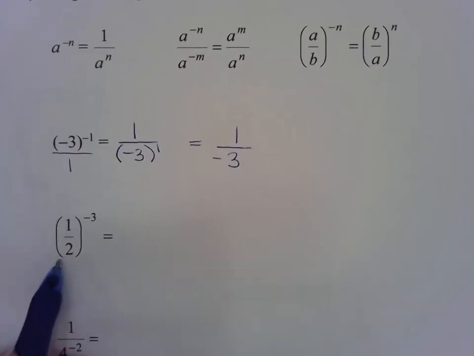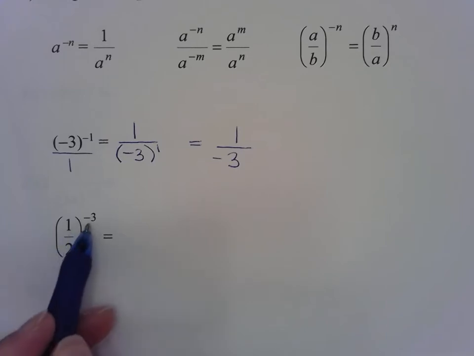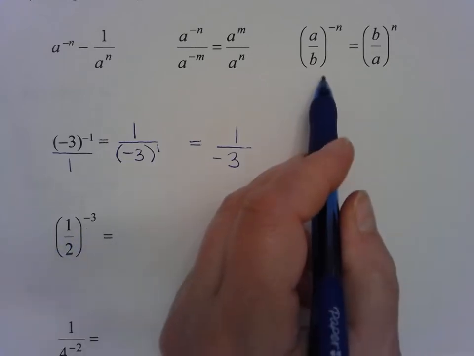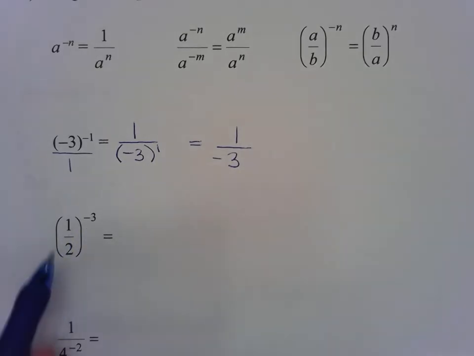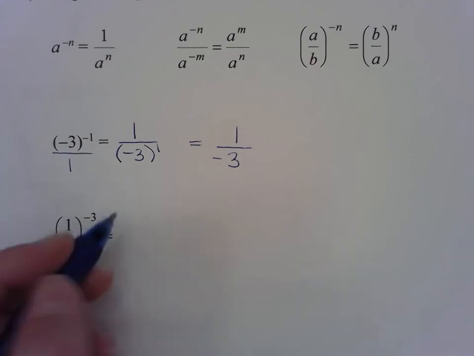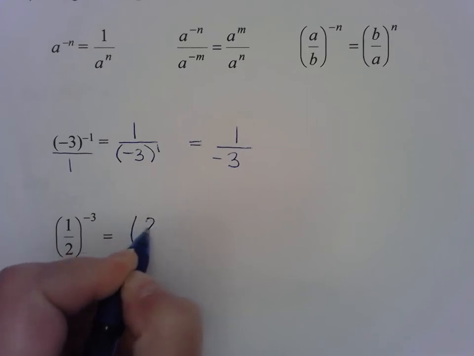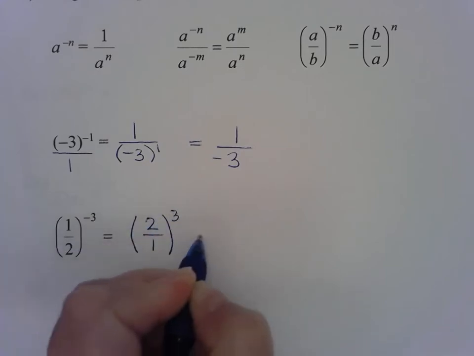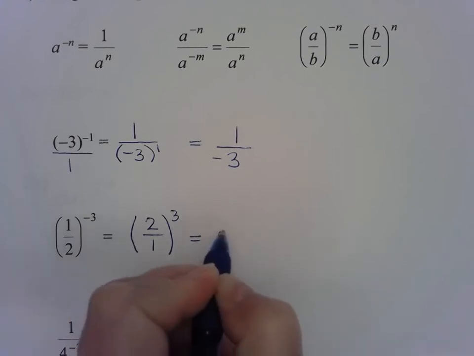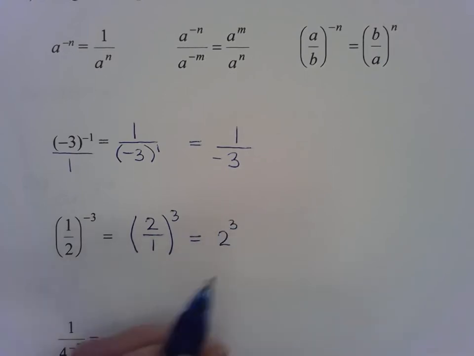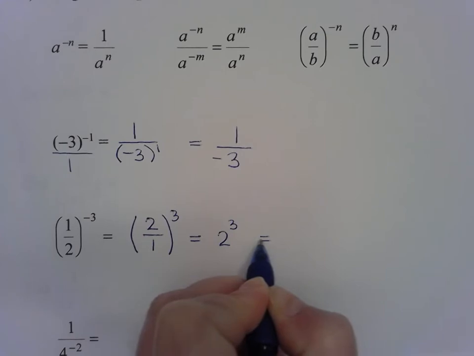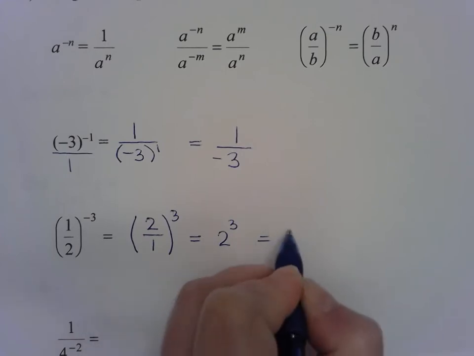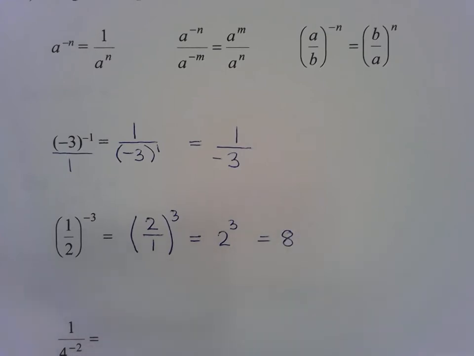Here's my 1/2 raised to the -3 power. This is sort of like this one. The negative exponent is going to flip this fraction, so it's going to become 2/1 to the power of 3. But 2/1 is really just 2 to the power of 3. 2 times 2 times 2 will give me 8.